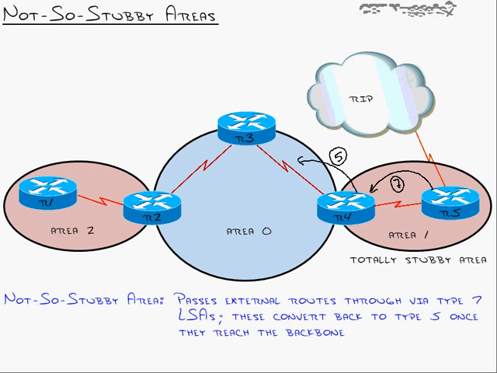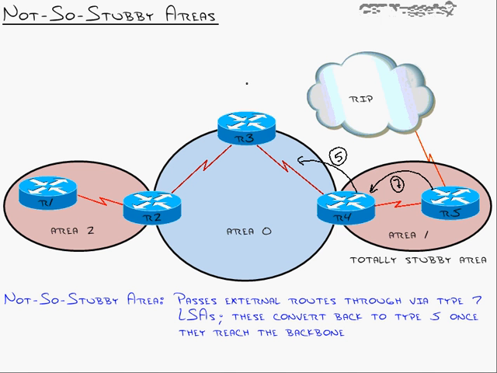Last thing I'll say on not so stubby areas is that they're usually design goof ups. They're usually set up where you had the stub or totally stub, and then, oh, we had some external network that we merged into, or whatever the case may be, and we have to redistribute. So in the interim, while we're redesigning the network, we'll convert it to a not so stubby area to let things work in the meantime.